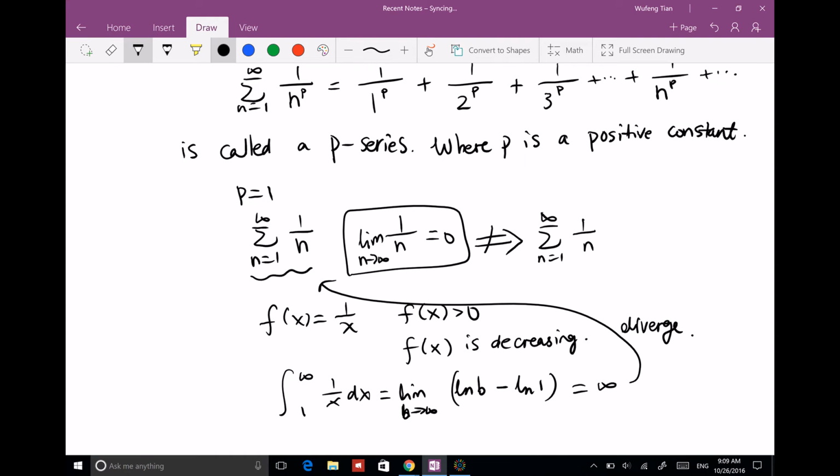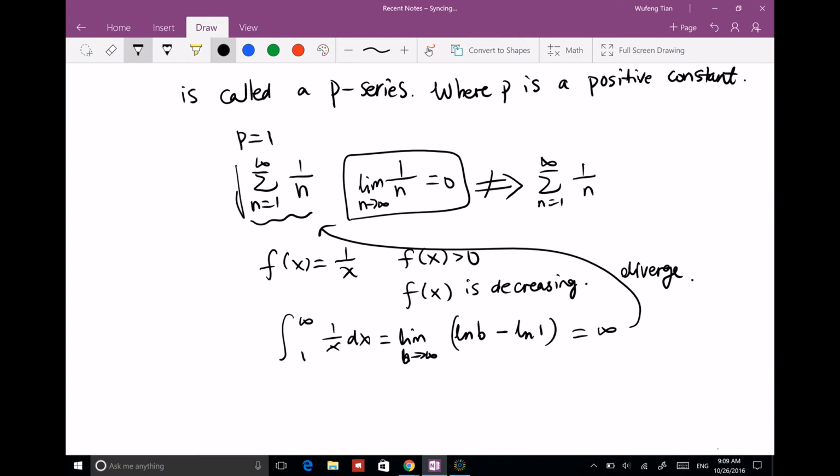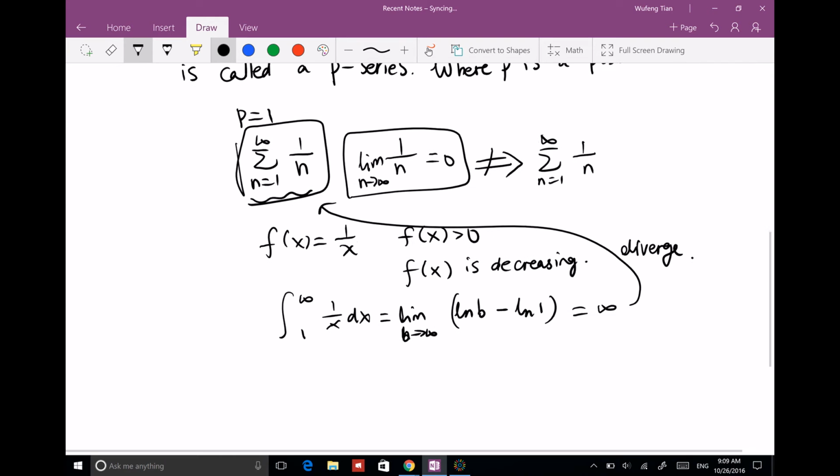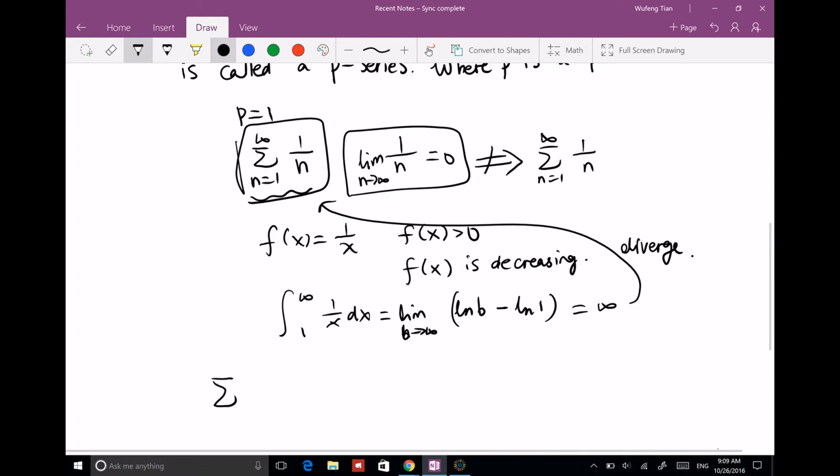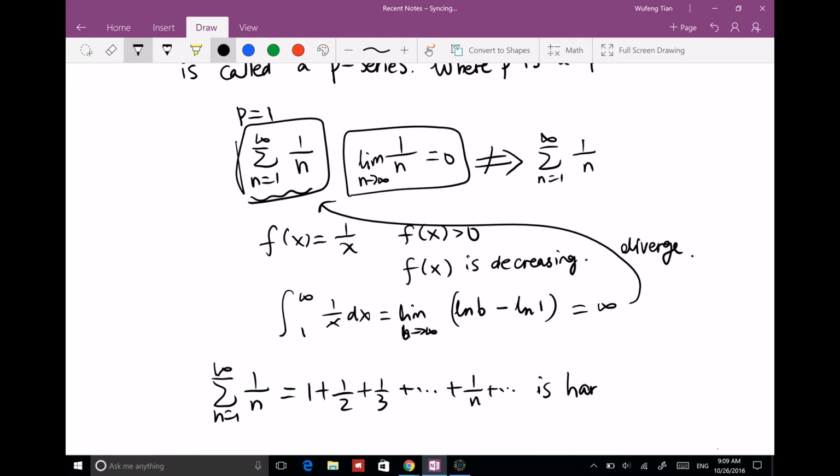Okay, this is special. This is the series when p equals 1, the sum from n equals 1 to infinity of 1 over n. This has a special name. This equals 1 plus 1/2 plus 1/3, and so on, plus 1 over n, and so on. This is called the harmonic series.